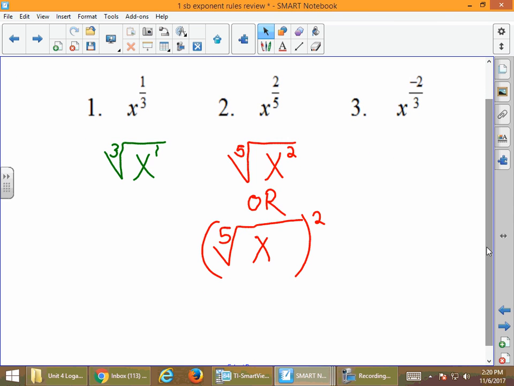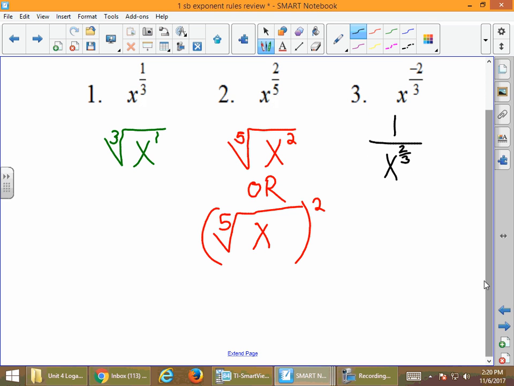Number 3, x to the negative 2/3. What do we do with the negative exponent? We flip. Change the sign on the exponent. So this is going to become 1 over x to the 2/3. We flipped and we changed the sign on the exponent.